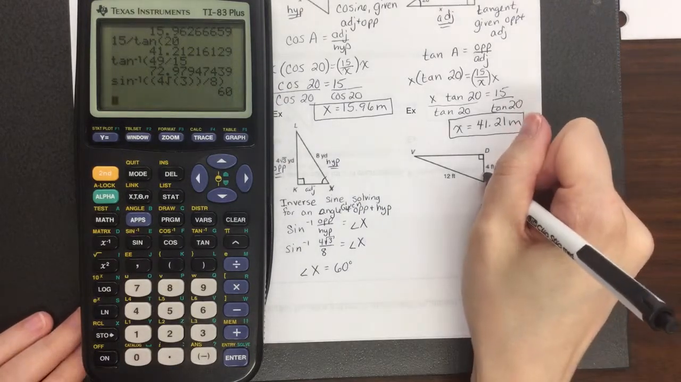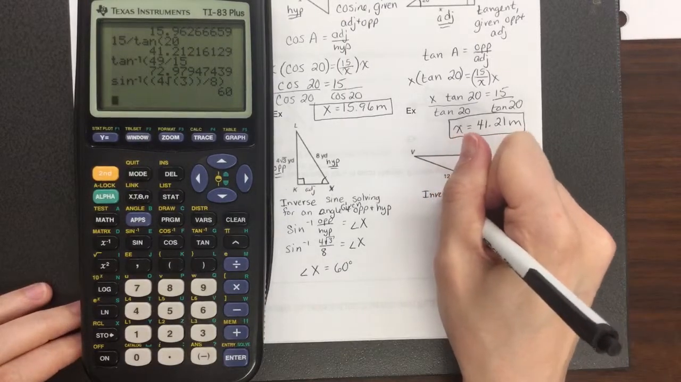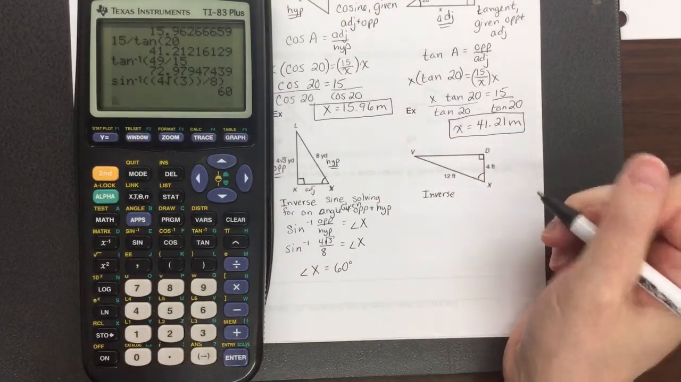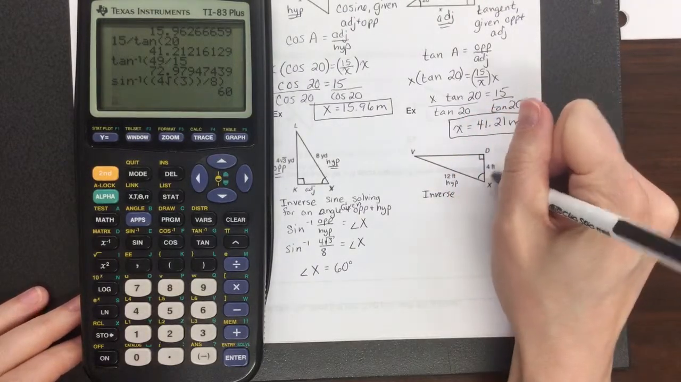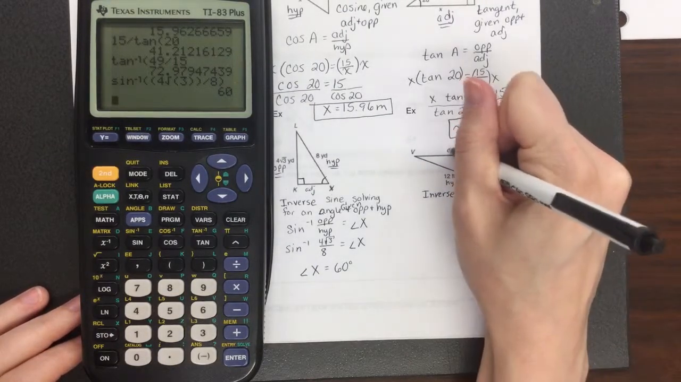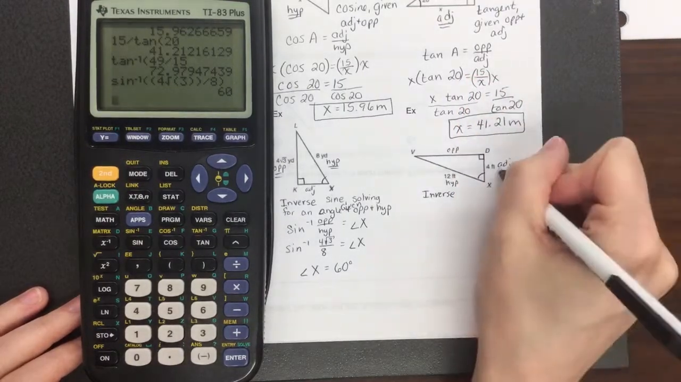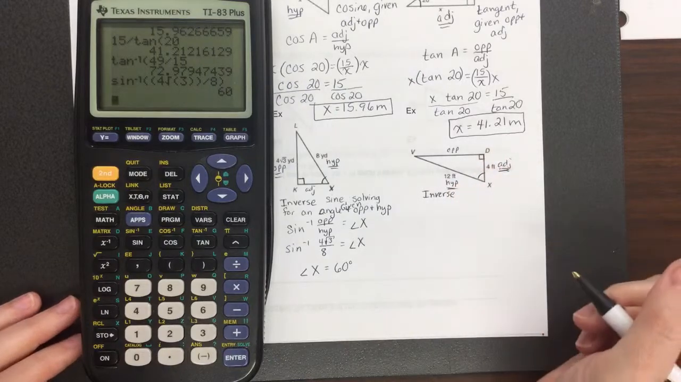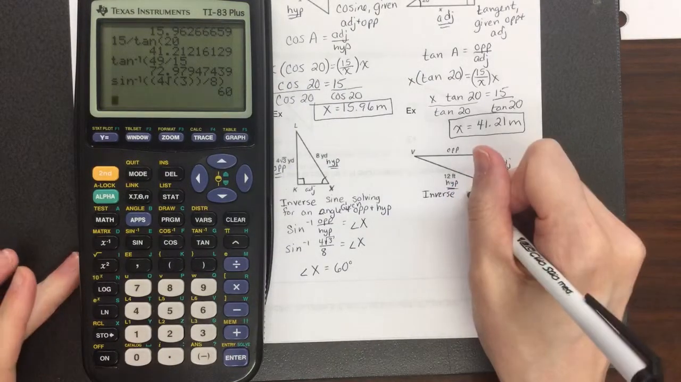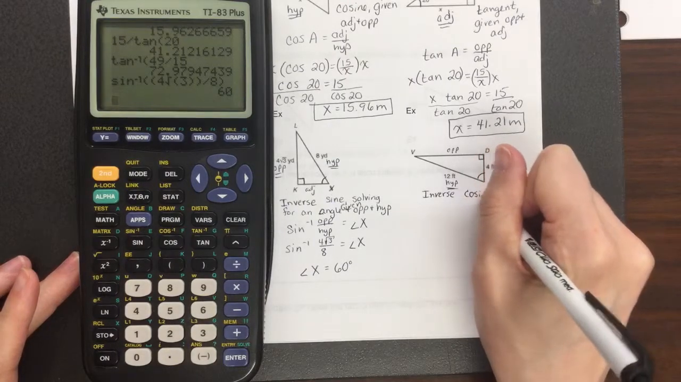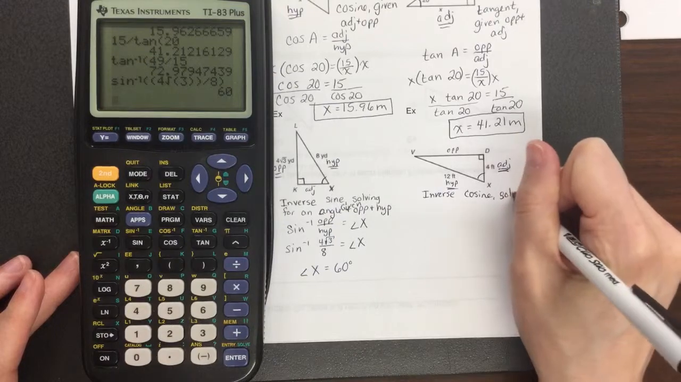Looking at the last one, again, we're solving for an angle, which means we're going to use an inverse. But inverse which one? Here's the hypotenuse. This one's going to be opposite. This one's going to be adjacent. So we're looking for a trig function that uses adjacent and hypotenuse, and that's going to be the cosine. And we're using the inverse cosine because we're solving for an angle.